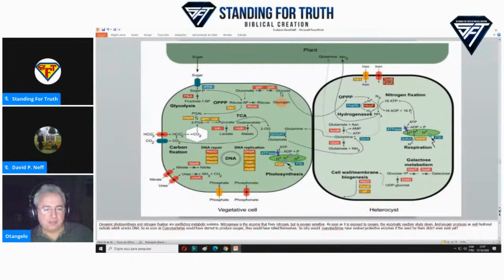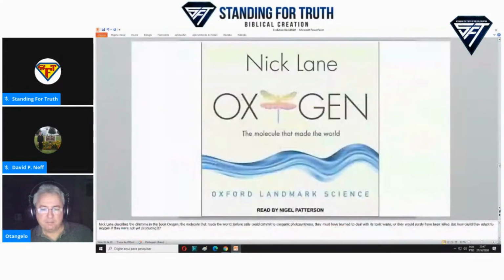Oxygenic photosynthesis and nitrogen fixation are conflicting metabolic systems. Nitrogenase is the enzyme that fixes nitrogen, but is oxygen sensitive. As soon as it is exposed to oxygen, the enzymatic reaction shuts down, and oxygen produces as well hydroxyl radicals which wreck DNA. So as soon as cyanobacteria would have started to produce oxygen, they would have killed themselves. So why would cyanobacteria have evolved protective enzymes if the need for them didn't even exist yet?